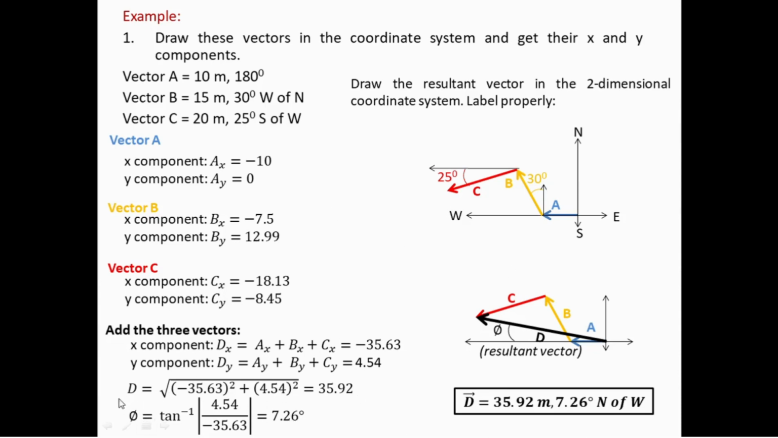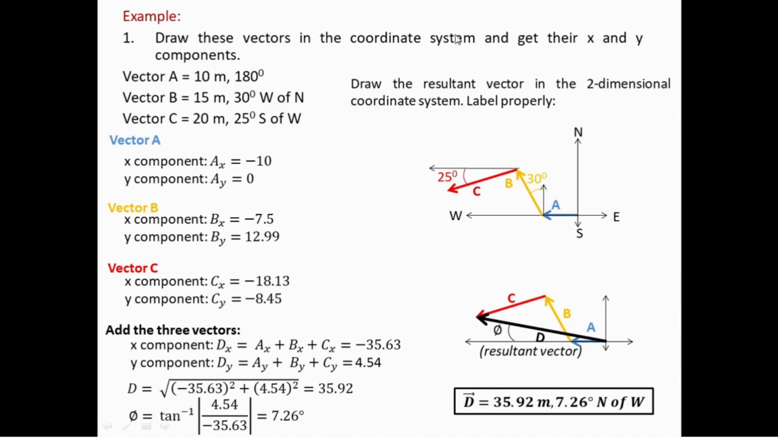So to get its direction, we will use the equation tangent theta. So all we have to do is to plug in the values here. This equation is theta is equal to inverse tangent of the absolute value of the y component divided by the x component. So that is just the inverse tangent of the absolute value of the y component, which is 4.54, divided by the negative 35.63, which is the x component of this resultant vector. And if you evaluate that one, that should give you 7.26 degrees.